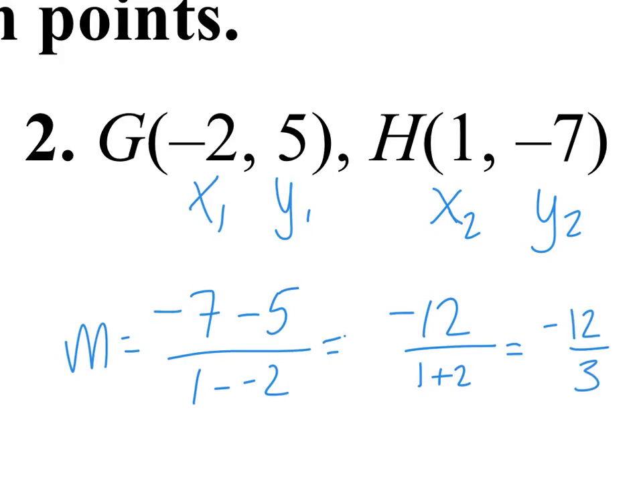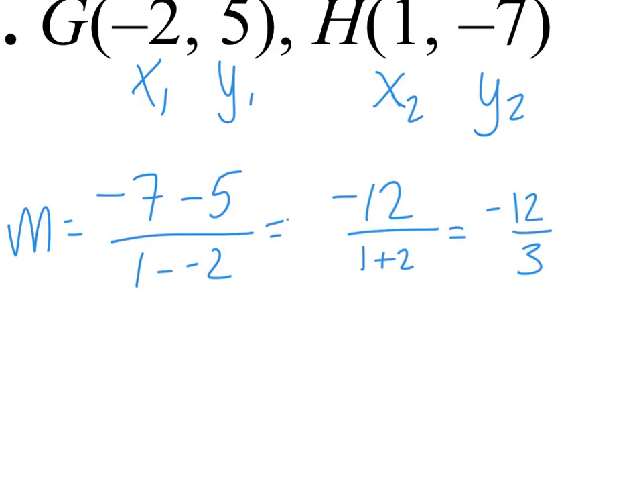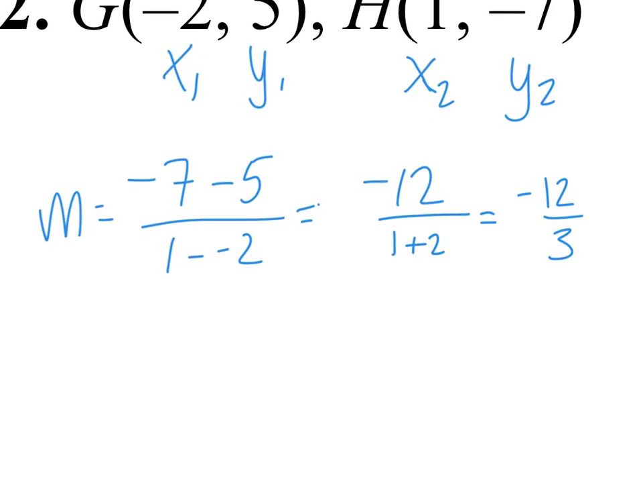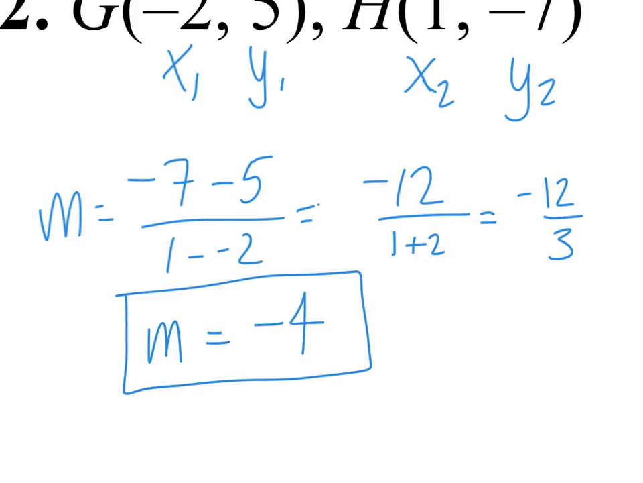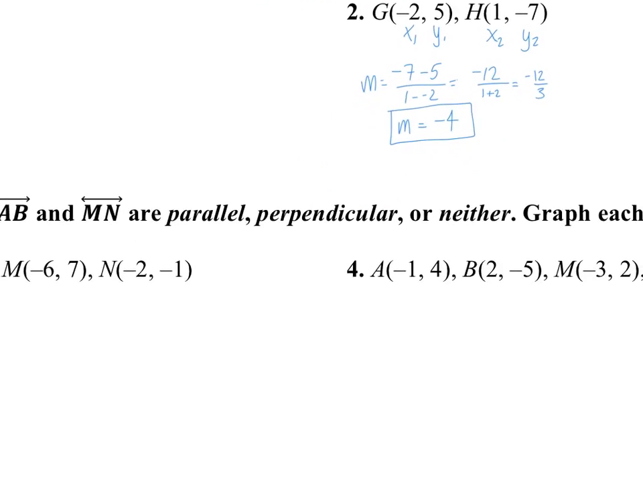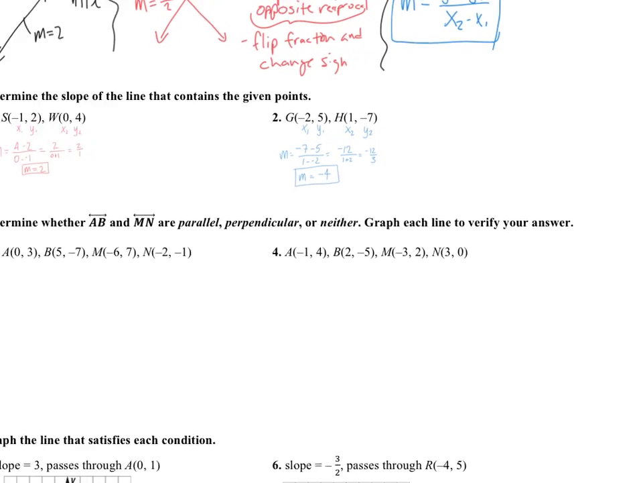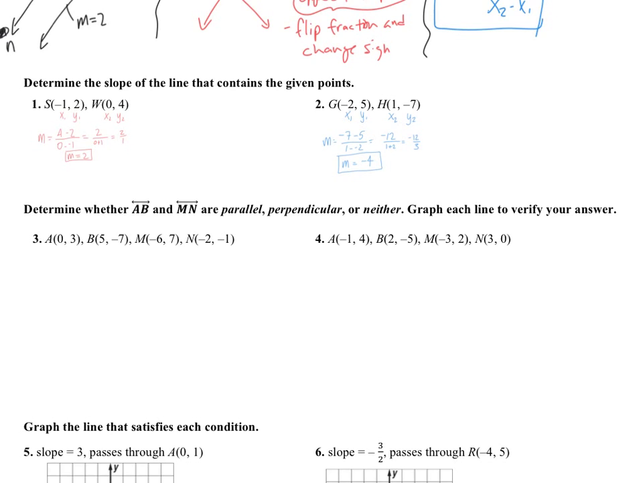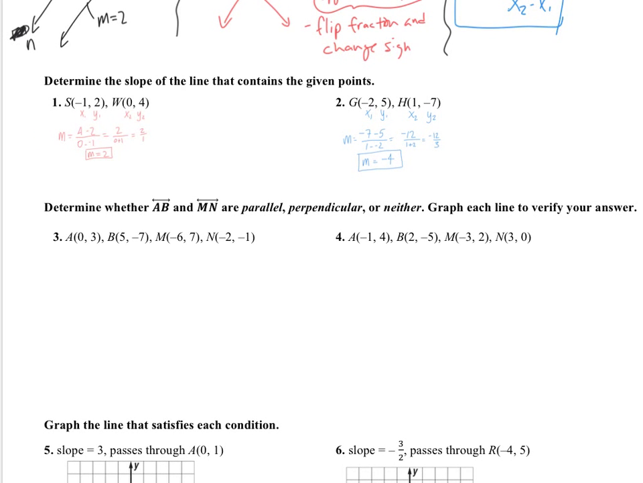Now we can simplify this number. Negative 12 divided by 3 simplifies to m equals negative 4. And so that's our slope between those 2 points. Again, you can do this graphically, and that's fine as well. So let's go ahead and take a look at numbers 3 and 4. In number 3, we want to determine whether line AB and line MN are parallel, perpendicular, or neither. So we have to take a look at the slopes on those.